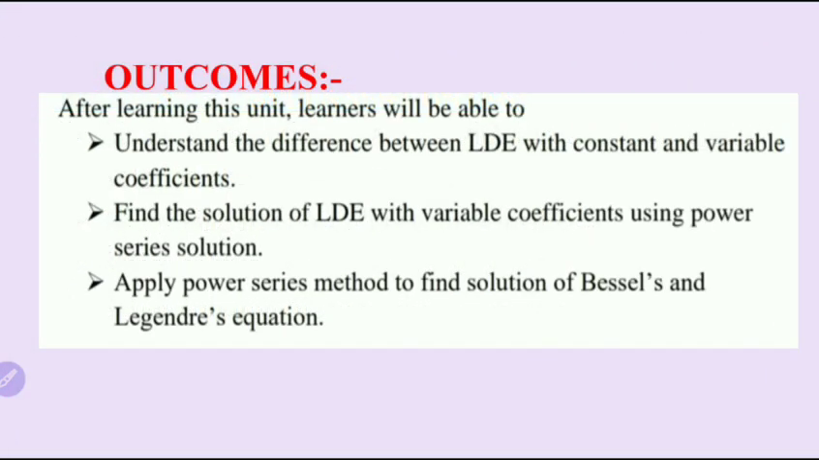The outcomes of this unit are: after learning this unit, learners will be able to understand the difference between LD with constant coefficient and LD with variable coefficient, meaning how to differentiate between two LDs, which one is with variable coefficient and which one is with constant coefficient. Then learners will be able to find the solution of LD with variable coefficient using power series solution. This is another technique that we are going to study in this unit.